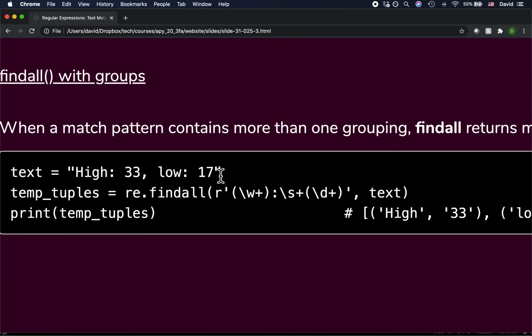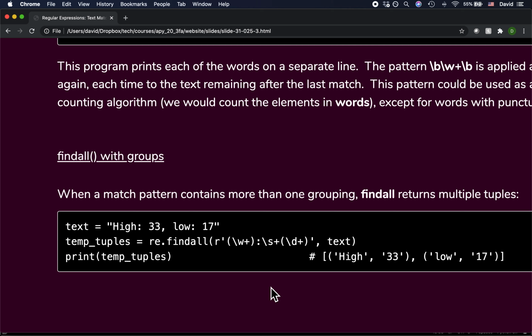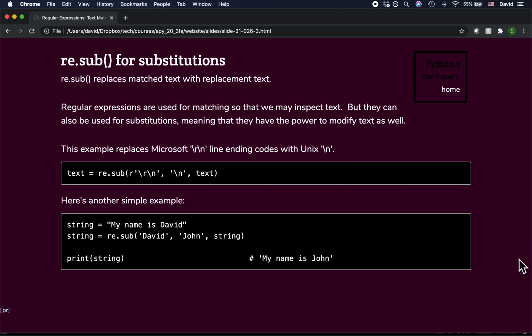If we use groupings, it's a little more complex. I'll let you look at that example yourself. Basically, if you use groupings within what you're looking for, it'll give them to you in a list of tuples, but I'll let you examine that one.